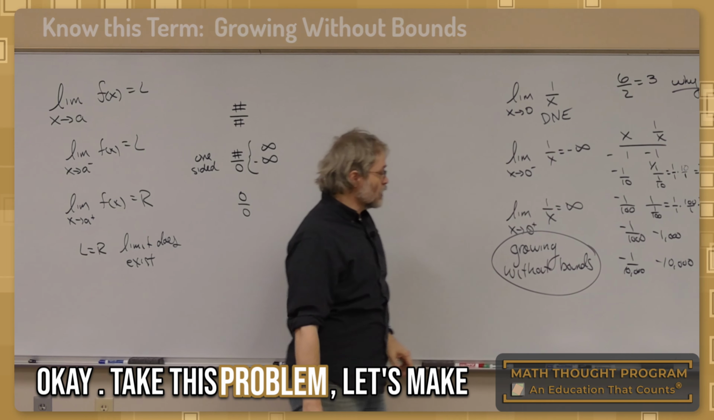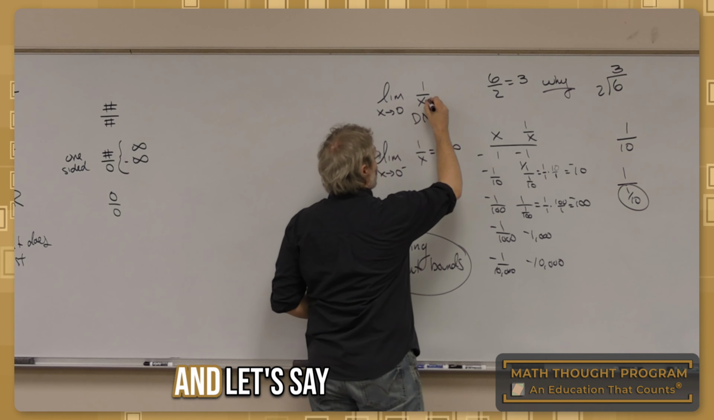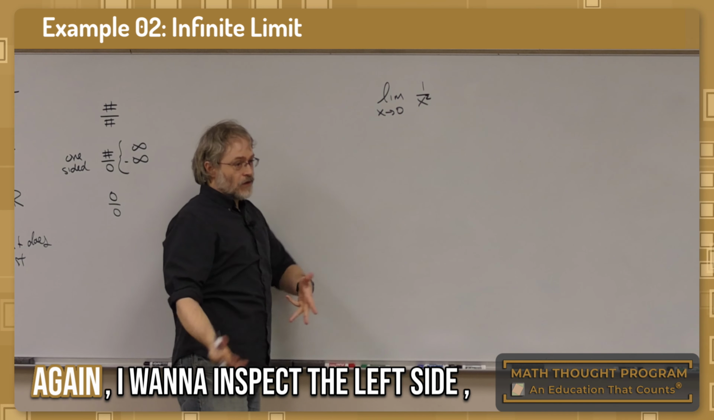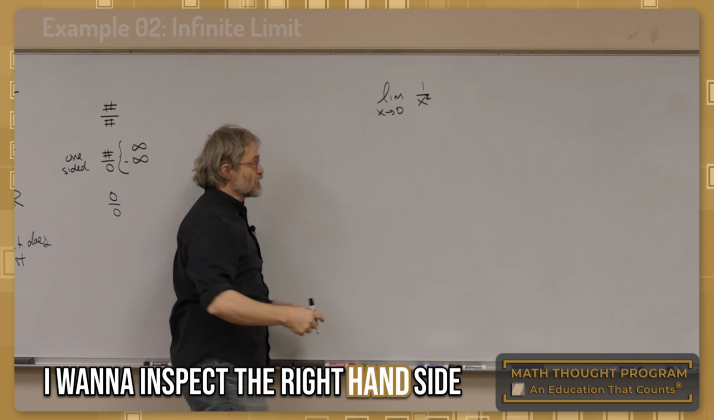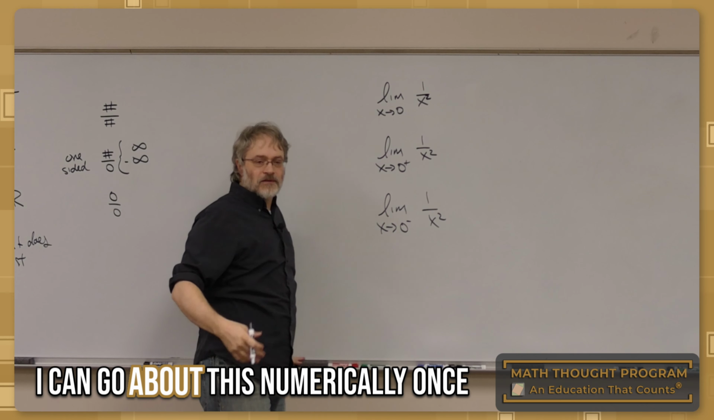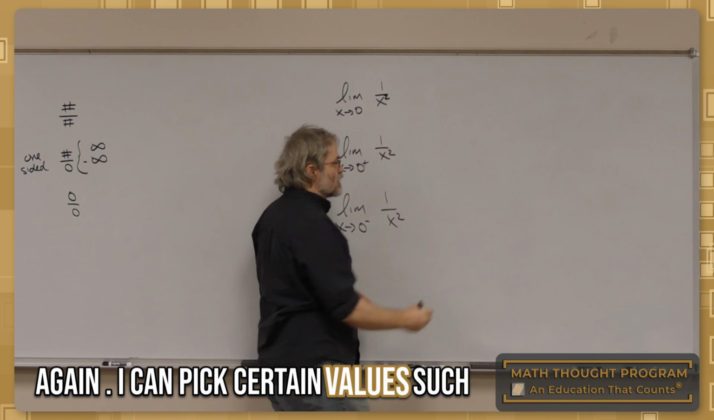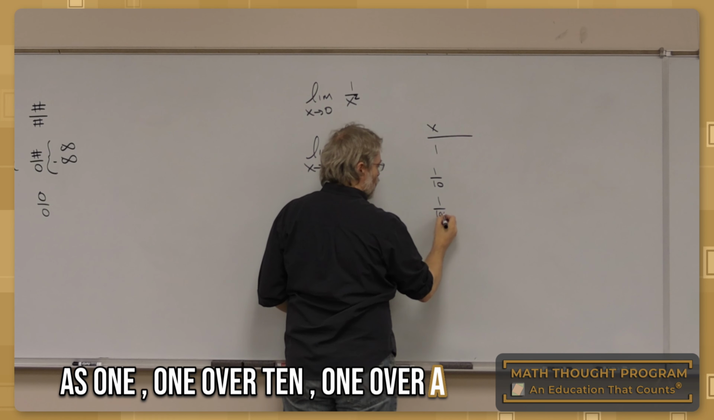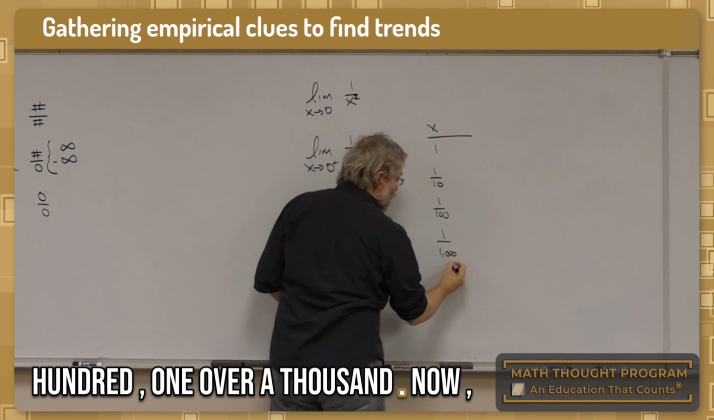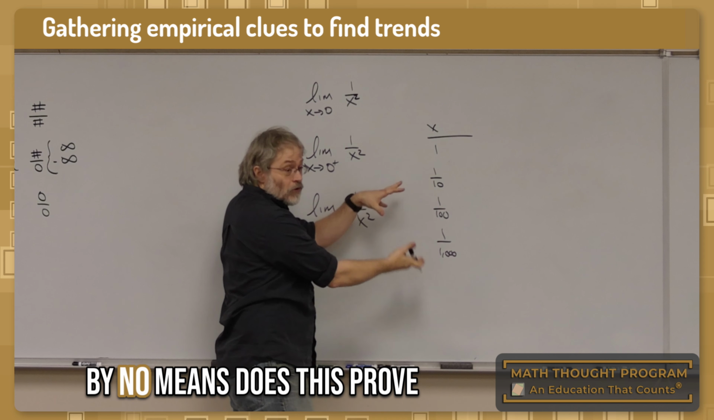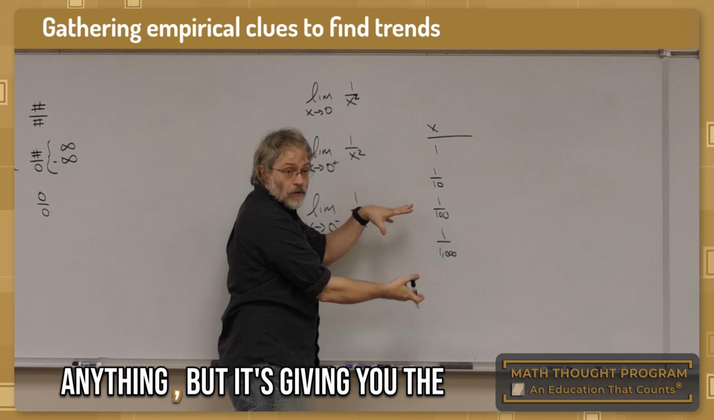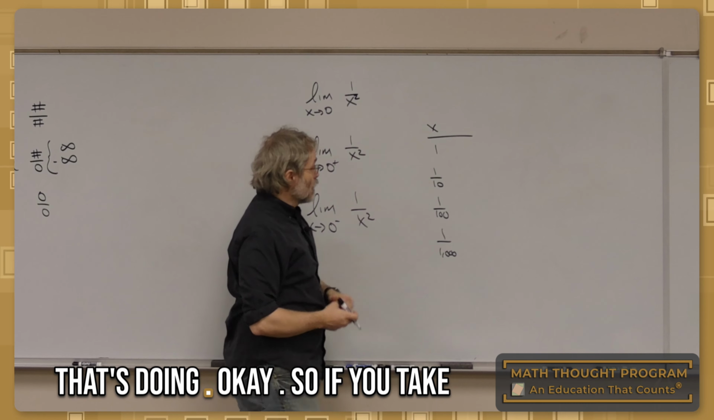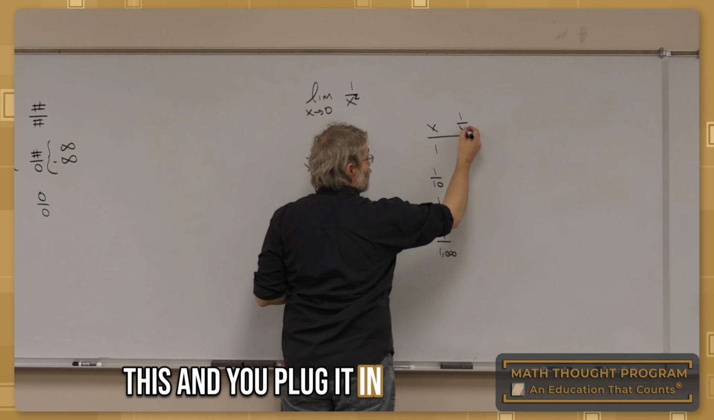Okay, take this problem, let's make a little tweak to it, and let's say 1 over x squared. Again, I want to inspect the left side, I want to inspect the right-hand side. And I can go about this numerically once again. I can pick certain values, such as 1, 1 over 10, 1 over 100, 1 over 1,000. Now, again, just by checking the values, by no means does this prove anything, but it's giving you the intuition as to what's happening with the function. That's what that's doing.